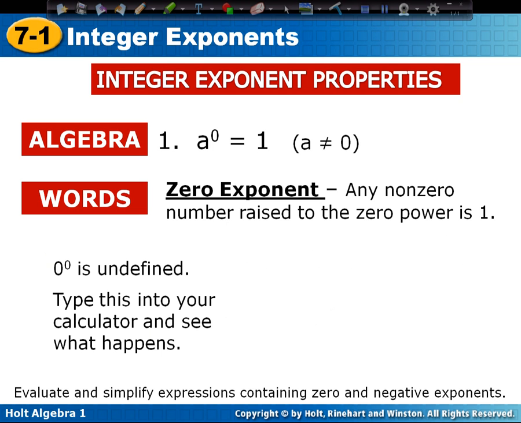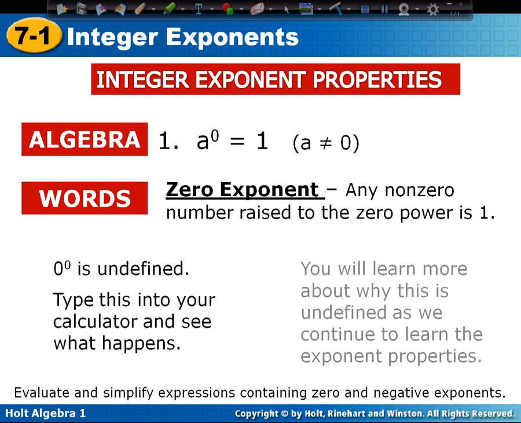Zero to the 0 power is undefined, and you can actually type this into your calculator and see what happens. It's going to tell you that it's undefined. You'll learn more about why this is undefined as we continue to learn the exponent properties.